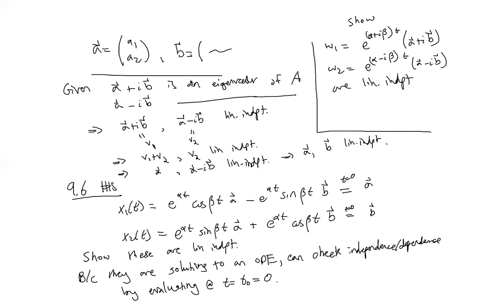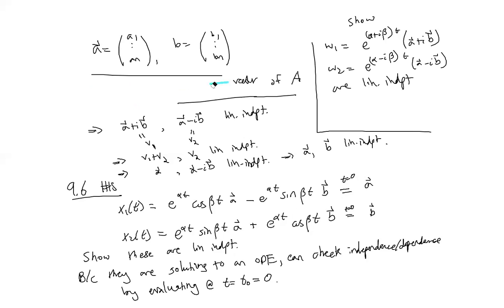Maybe something else you could try is writing A as A1 through An and B as B1 through Bn, and then multiplying these vectors, so you're looking at e to the alpha t cosine beta t is A1 plus, or minus.